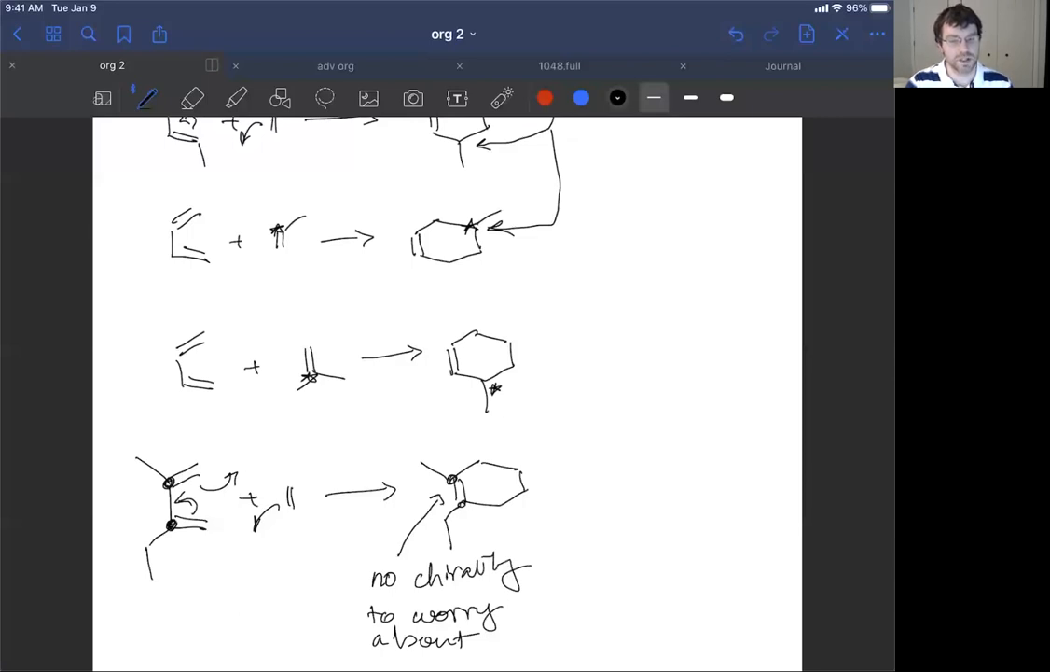before potentially forming stereocenters. Okay, so in the next lectures, we'll build the stereochemical model so that we can predict the major diastereomer that's formed in a Diels-Alder reaction.